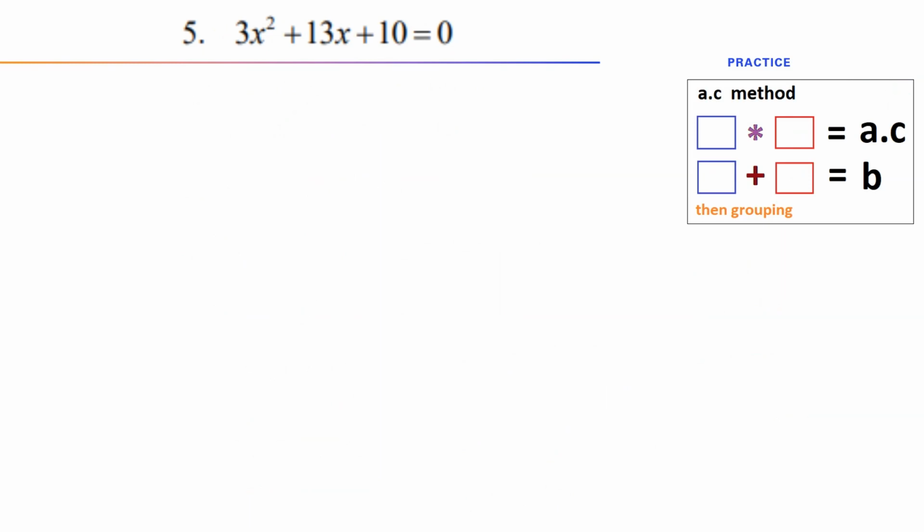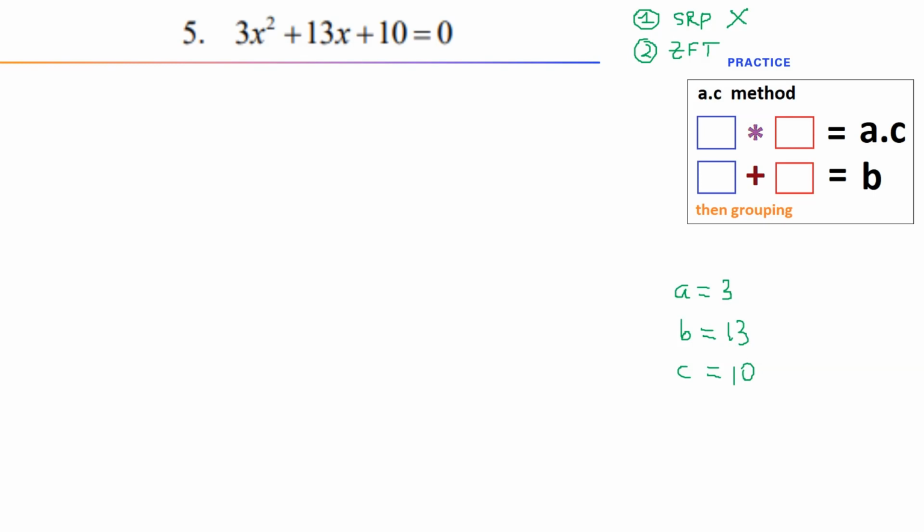All right, question number 5. 3x squared plus 13x plus 10 equals 0. First of all, we're checking for square root property, is no, because it's more than 2 terms, right? So number 2, maybe, zero factor theorem. Now let's see what is A, 3. What is B, 13. What is C, 10.